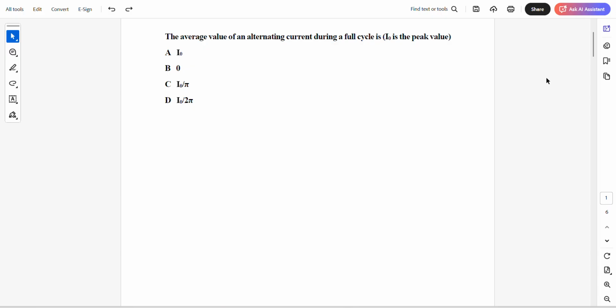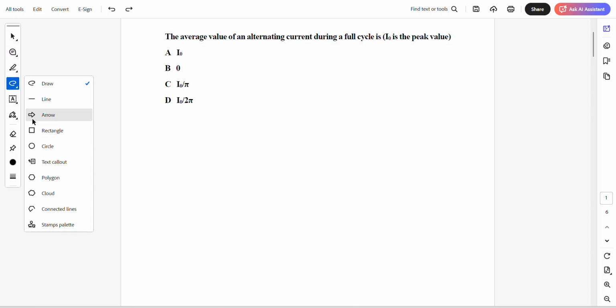Today we'll be seeing problems on the topic average and RMS value of alternating current. This lies in the chapter alternating current. This is the first problem.